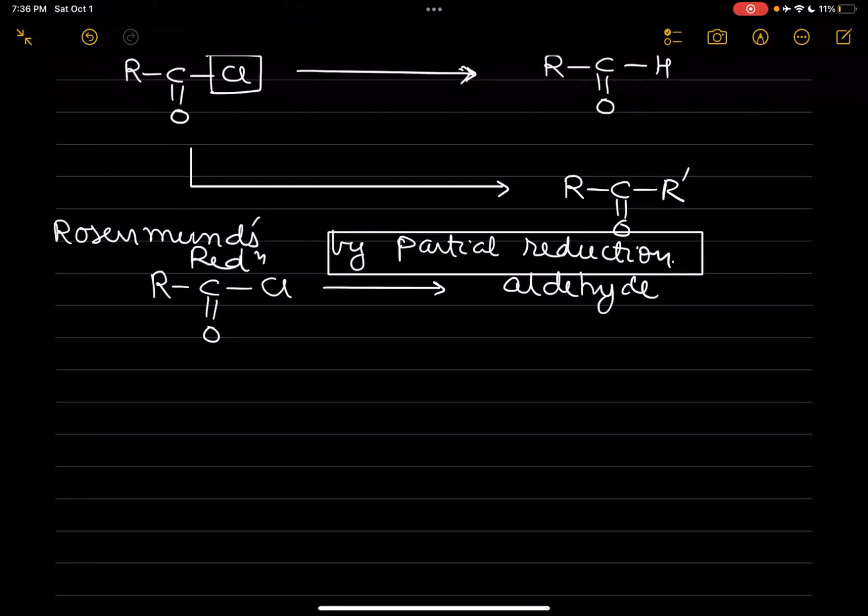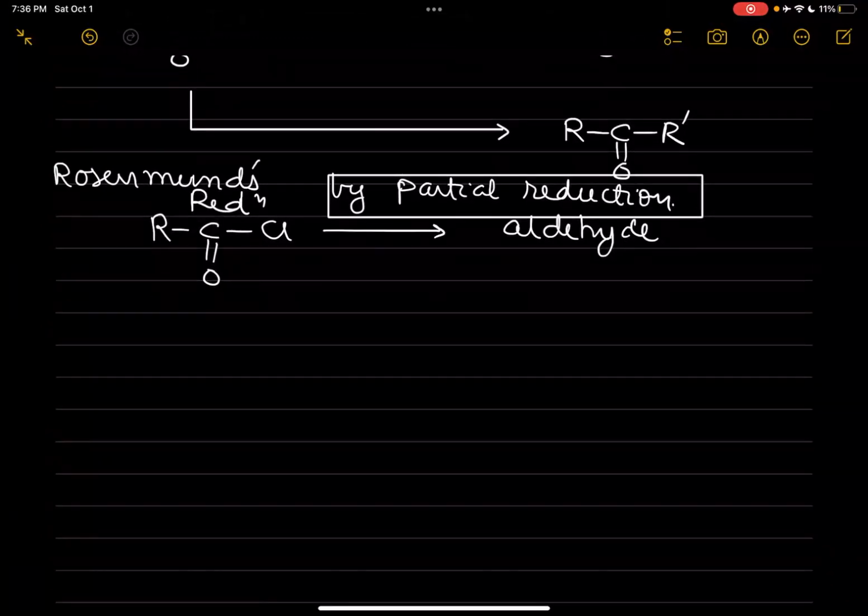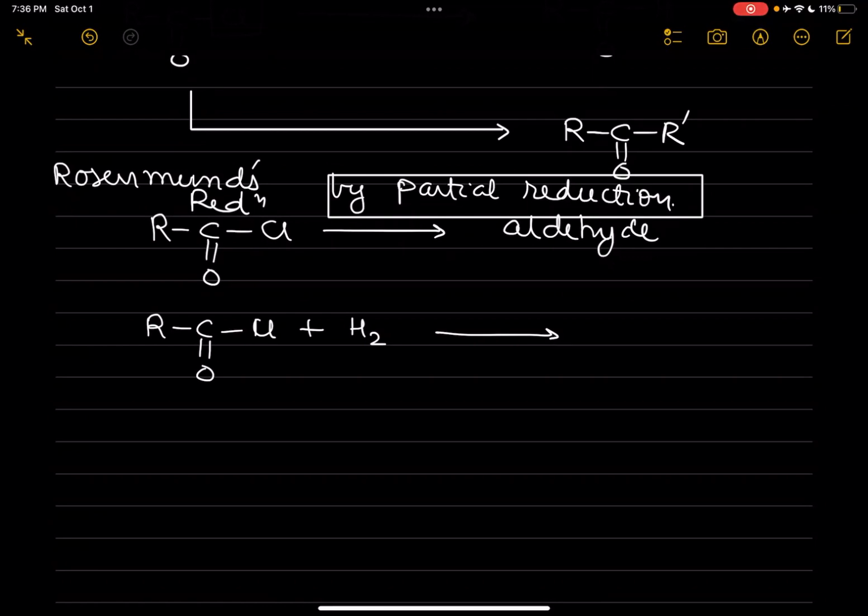So Rosenmund reduction is actually a catalytic hydrogenation reaction. RCOCl, acid chloride. You take hydrogen, you take a catalyst. The catalyst is palladium. But what happens is, if you take a catalyst, it is going to reduce completely to alcohol.